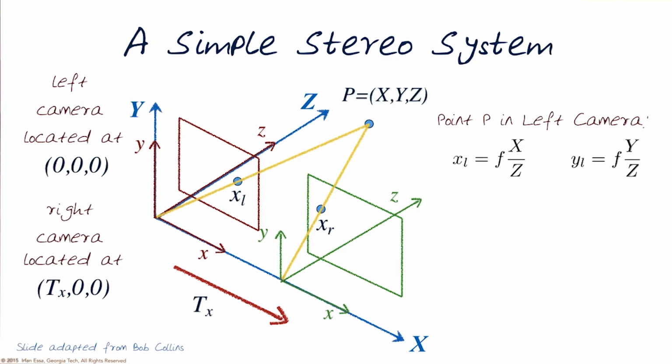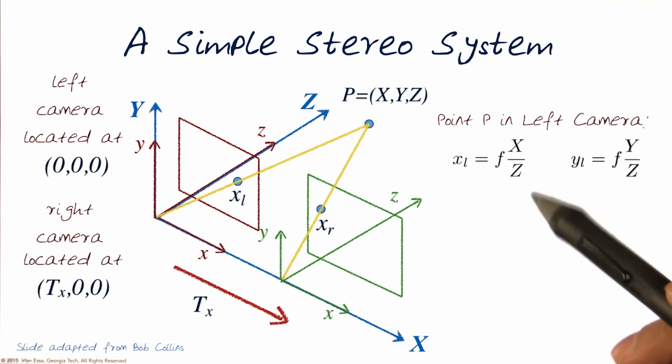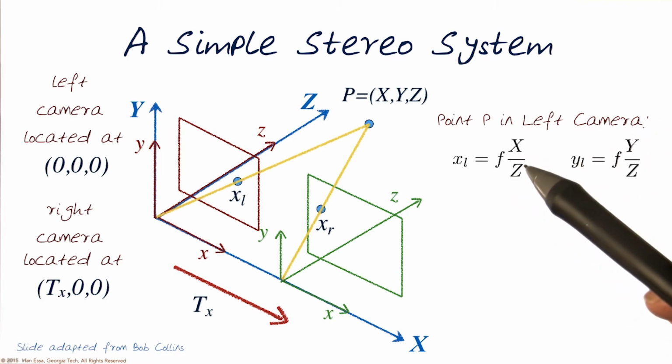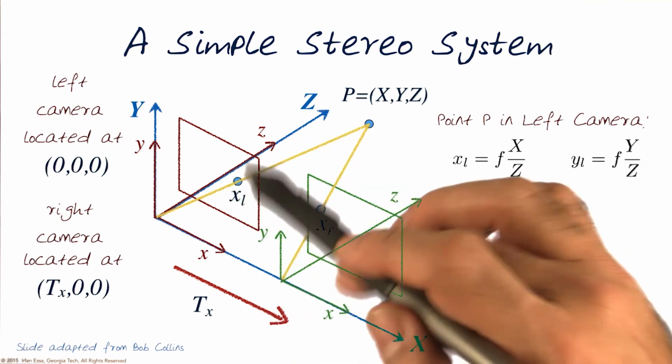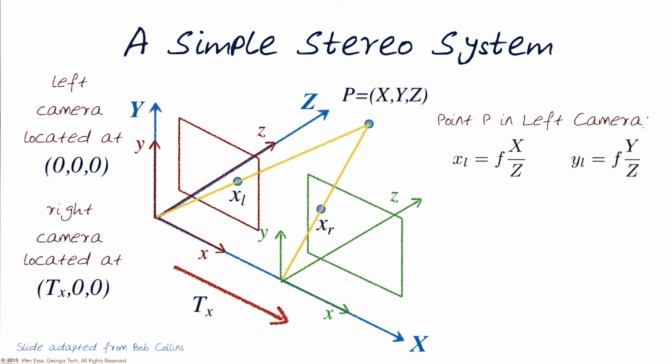Now, we can compute using the same equations we looked at the beginning of this lecture that XL would be F x over z, and YL would be F y over z, right? That's for this point here. And in this case, of course, you can also do the y. YL is the same as YR. For the same point in the right camera, XR is different and XL is not.